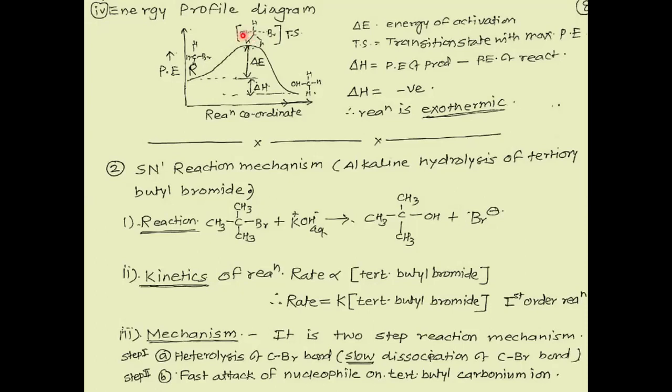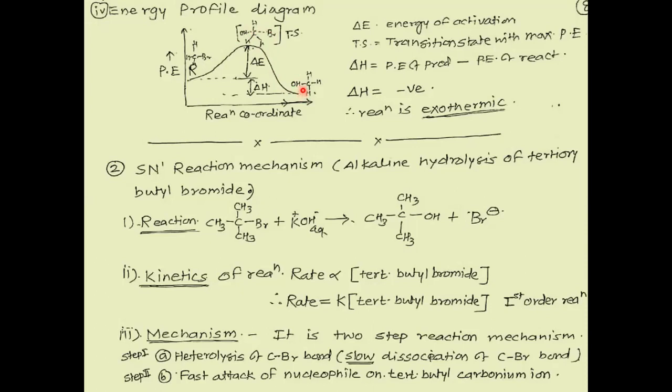The C-OH bond forms and the C-Br bond detaches. While this process of formation of the C-OH bond and breaking of the C-Br bond is going on, the energy of the system drops down, decreases, and reaches a minimum level where the formation of methyl alcohol with 100% inversion of configuration takes place. So this is the product.